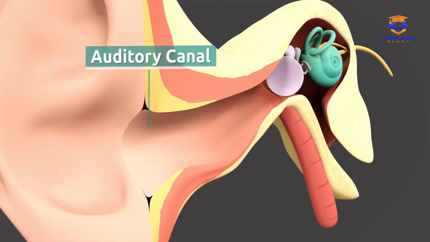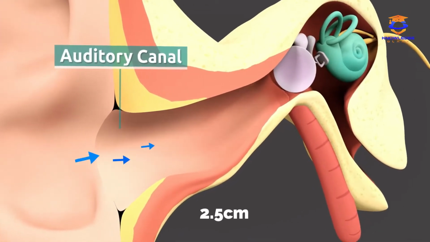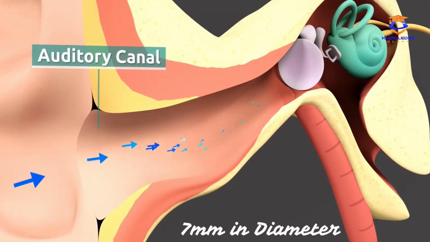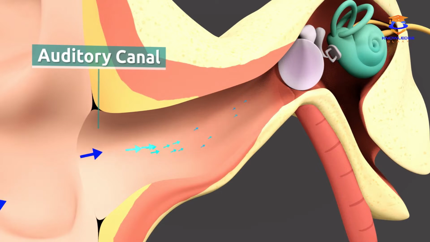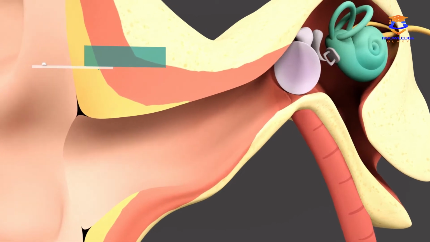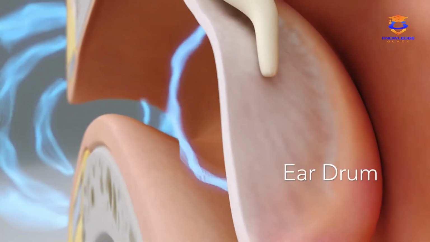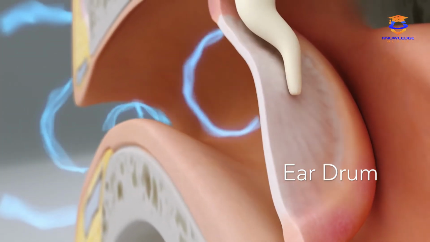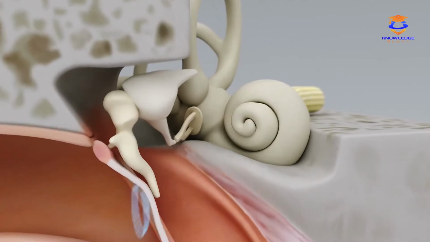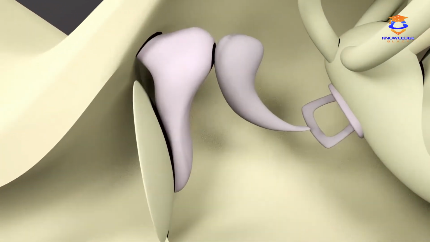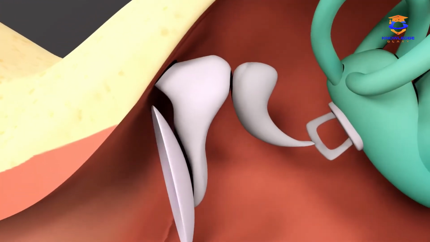The auditory canal is approximately 2.5 centimeters long and 7 mm in diameter. It has fine hairs that prevent the entrance of dust particles and insects into the ear. Then the sound waves transfer to the eardrum. The eardrum is basically the membrane that divides the external ear from the middle ear. This membrane is thin, semi-translucent, and blue-gray in color.